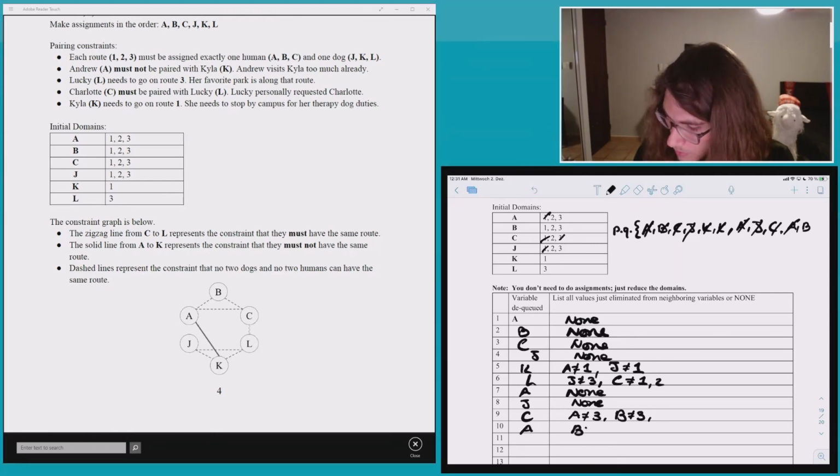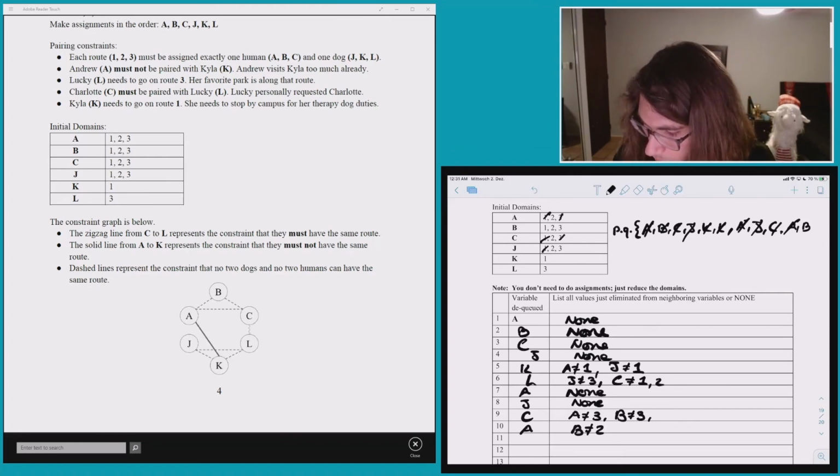Now B cannot be equal to 2 because A, the only value... Oh shoot, I forgot to update. So with C, A cannot be 3 and B cannot be 3. There. And J could not be 3 according to L. C cannot be 1 or 2. Yep. Okay, now I'm up to date.